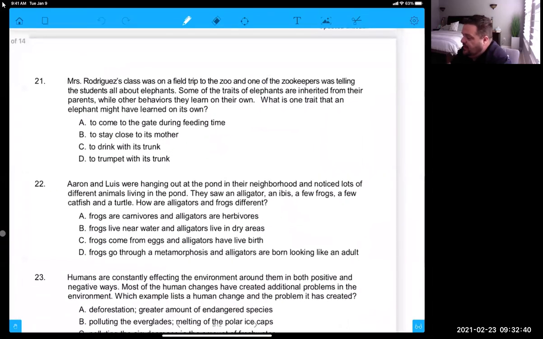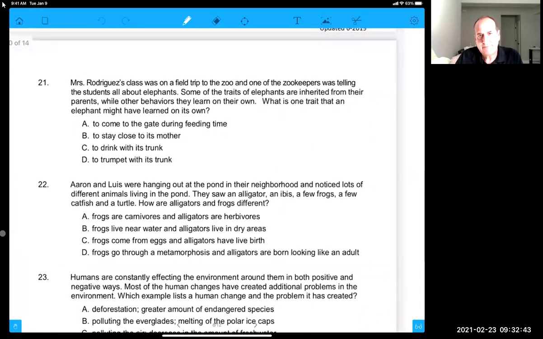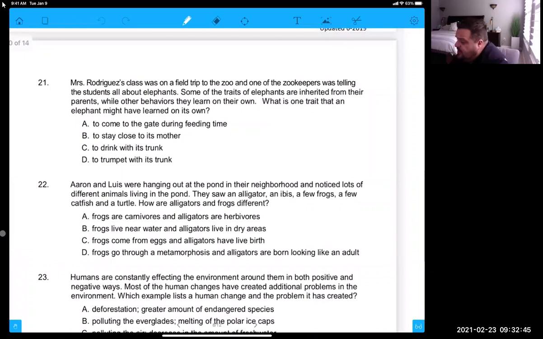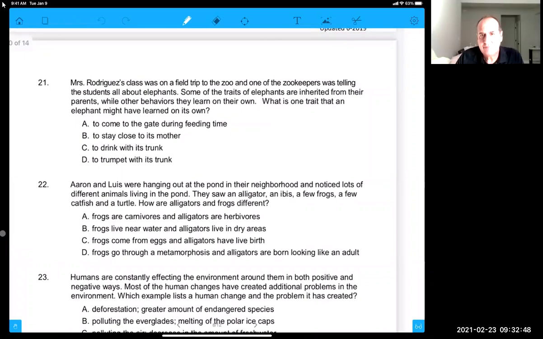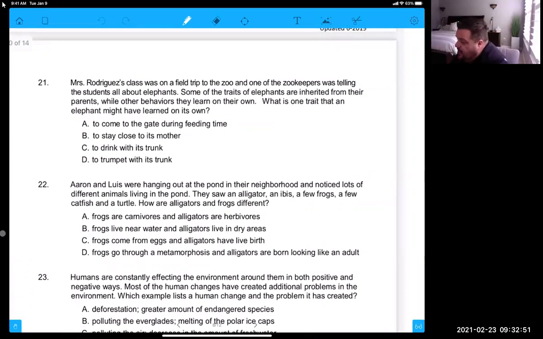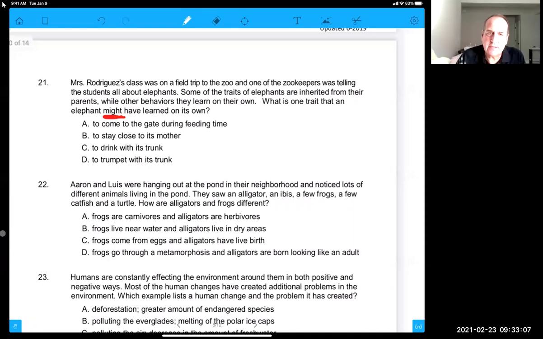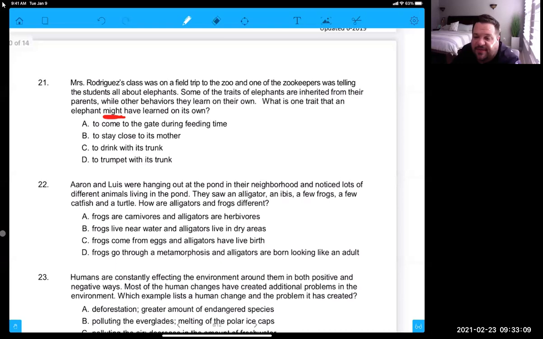All right, number 21. Mrs. Rodriguez's class went on a field trip to the zoo, and one of the zookeepers was telling the students all about elephants. Some of the traits of elephants are inherited from their parents, while other behaviors they learn on their own. What is one trait that an elephant might have learned on its own? So you have to think about the thing that it's going to learn on its own, right? Right, that's not taught. Think about the one thing it would learn from its environment that it wouldn't just know from its mom. So staying close to the mother, all babies just do that on their own, right?